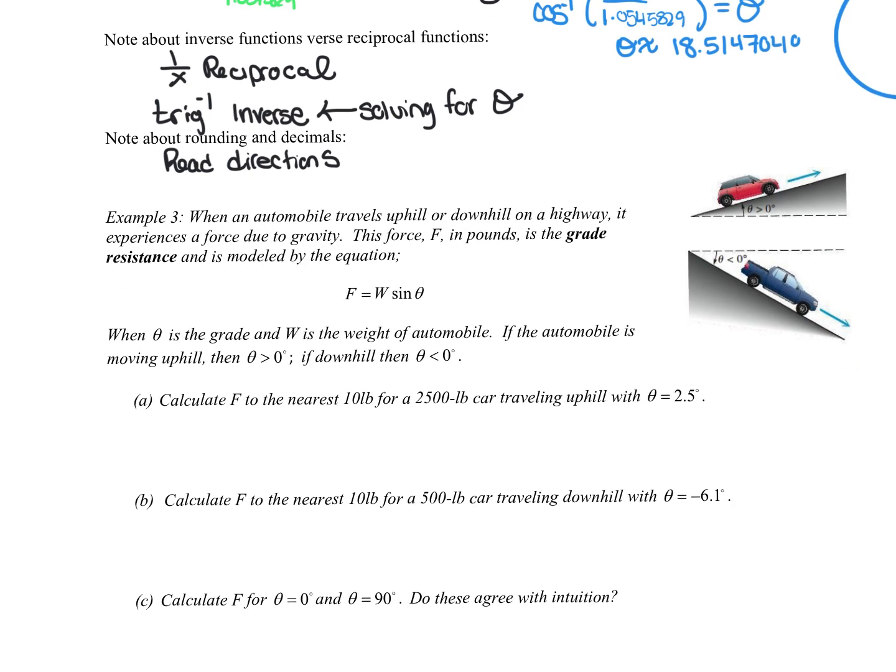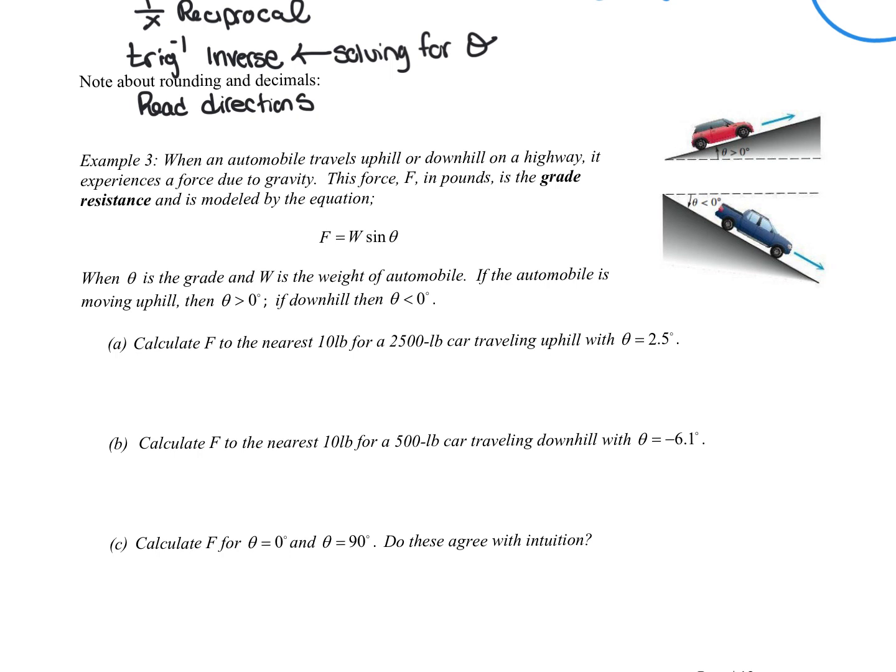So now let's do a couple word problems. I know, your favorite word problems. This is a physics formula. Work equals W of force over sine of an angle. So the automobile travels uphill or downhill on a highway. Uphill or downhill is called the grade. The incline on a road is called the grade. It experiences a force due to gravity. This force F, in pounds, is the grade resistance.